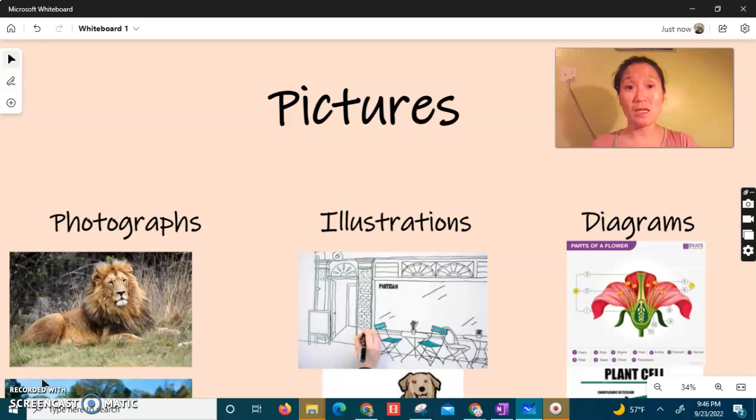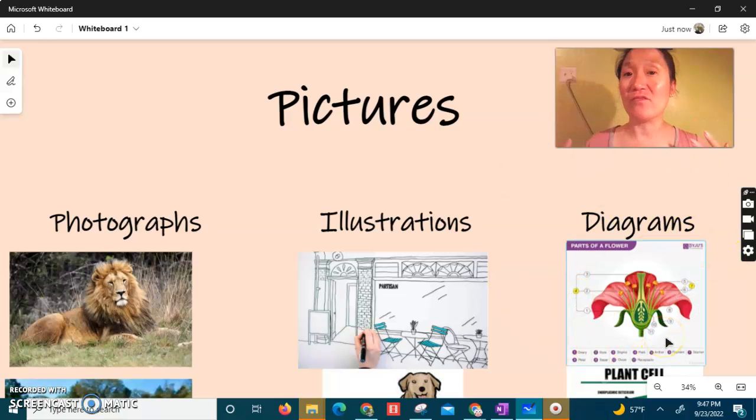So when I say pictures, we have several different kinds of pictures that we're going to look at. Now, pictures are text features in informational books, and they also show up in fiction and nonfiction books, and they're very important to your everyday life. So pictures. We have three important categories of pictures that you'll see. One is the photographs that you see right here. The next one is called illustrations, and the third are called diagrams.